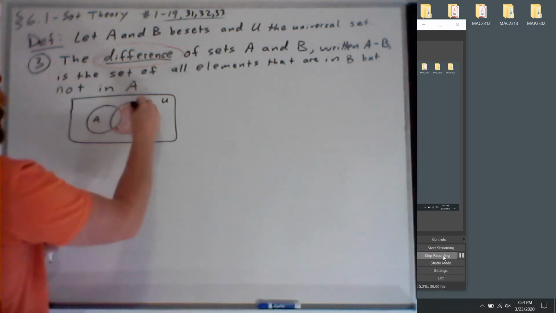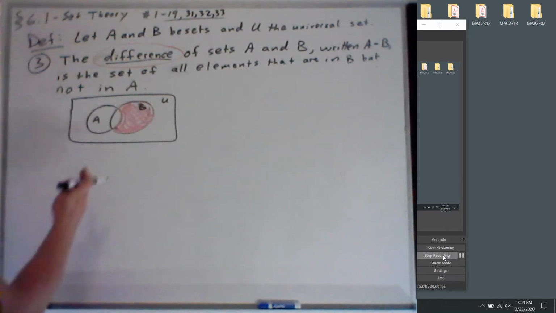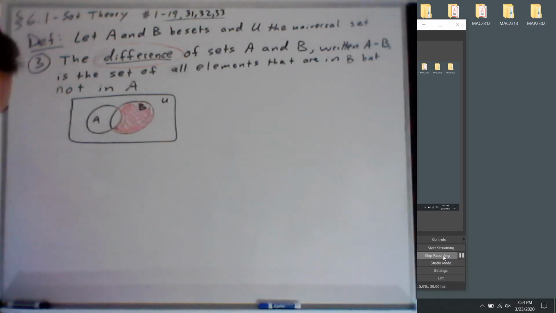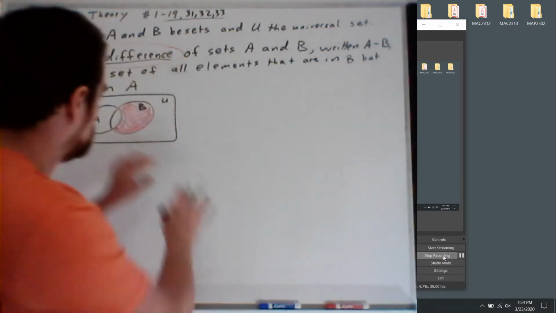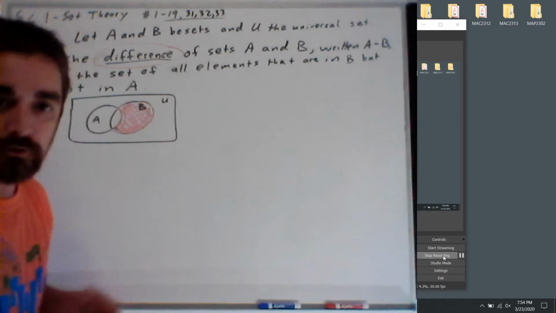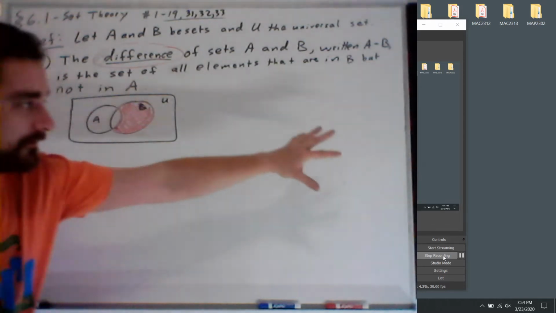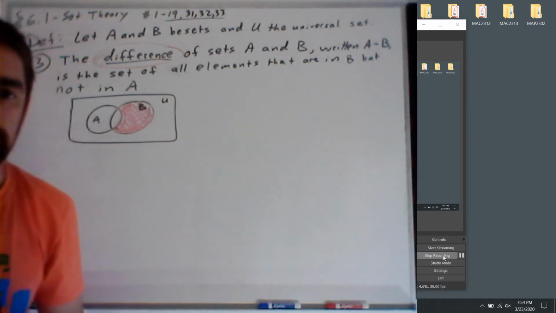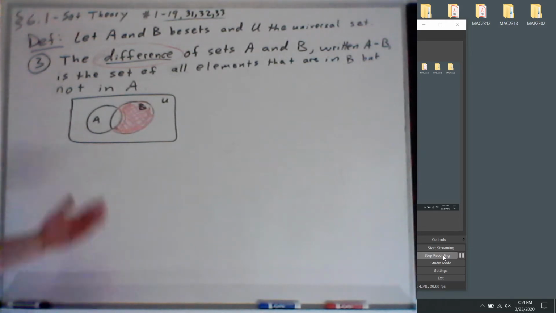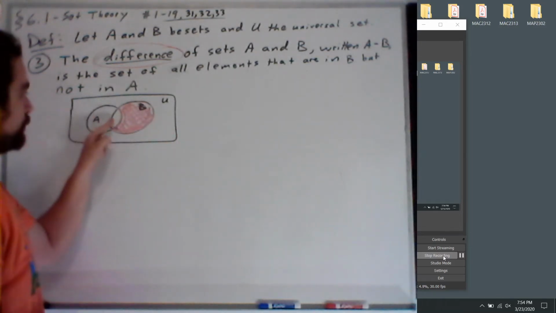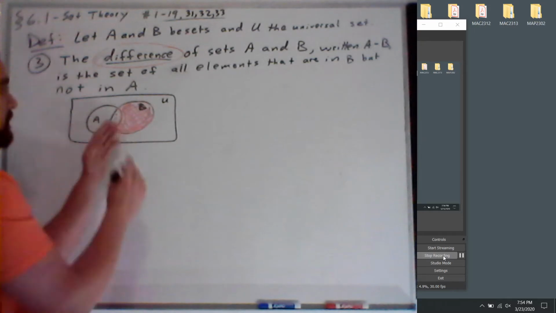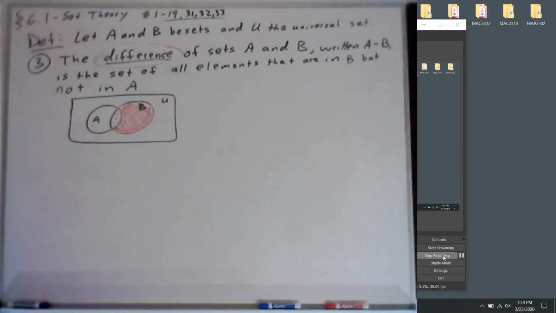Again, this being set B. I can't use all of B if there's some overlap. Now, if these two sets are completely separate, then of course I would take all of B, because all the elements of B would be completely separate from the elements of A. But if there is some overlap, then I just get rid of the elements that A and B share. So that is the difference of sets A and B, and we write that out as A minus B.